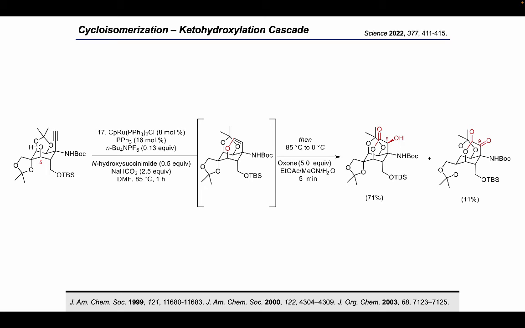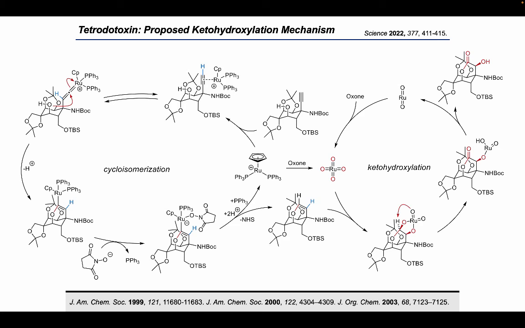So once the enol ether was generated, the reaction was cooled, followed by the addition of oxone in a very specific co-solvent mixture. Here the reaction time was crucial to avoid overoxidation, and we could obtain the desired stereoisomer in good yields. On this slide you can see the proposed mechanism in detail.